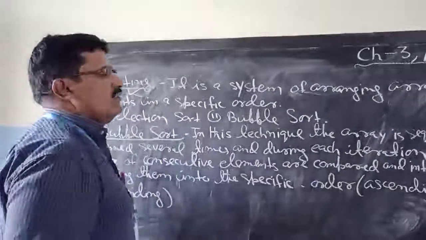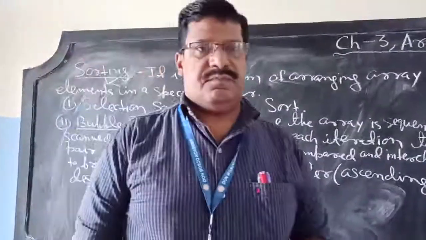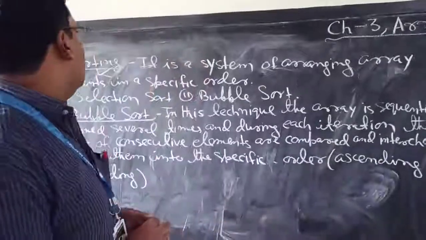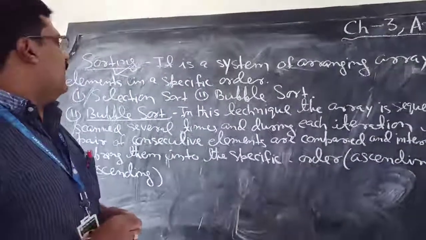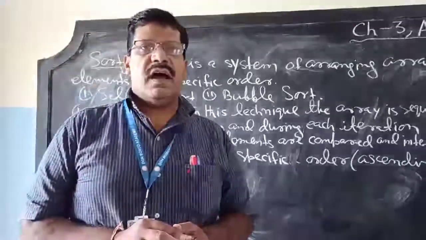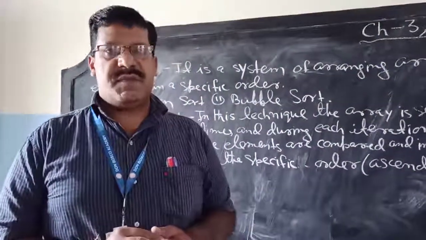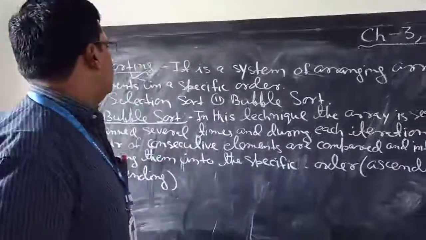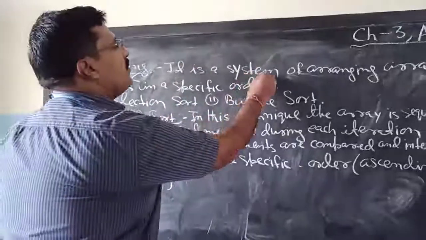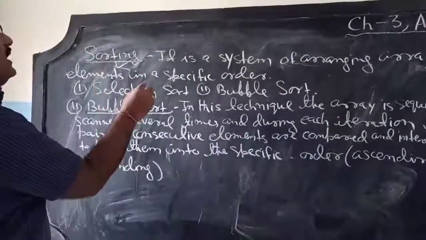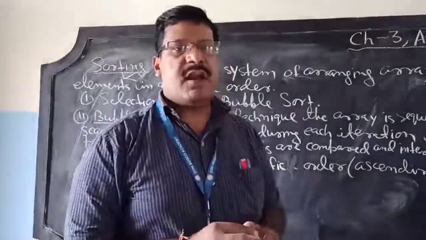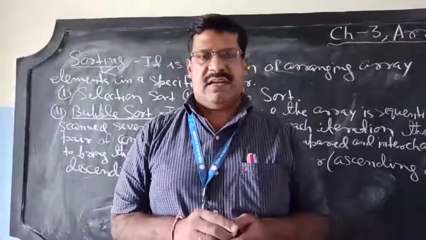So what is sorting? It is a system in which elements of an array are arranged in a specific order, that is, ascending order or descending order. So sorting is the system of arranging array elements in a specific order. A specific order means ascending order or descending order.